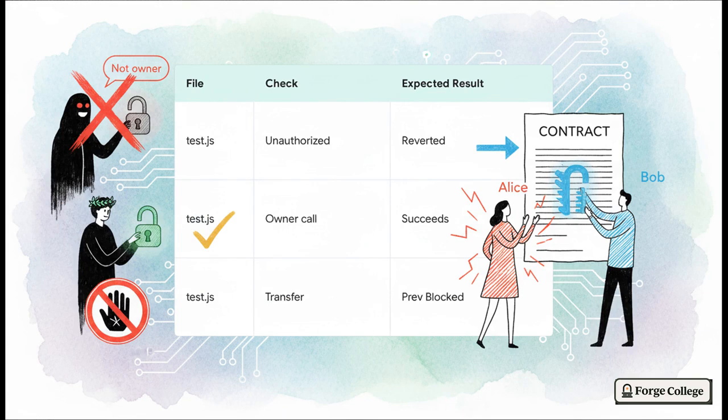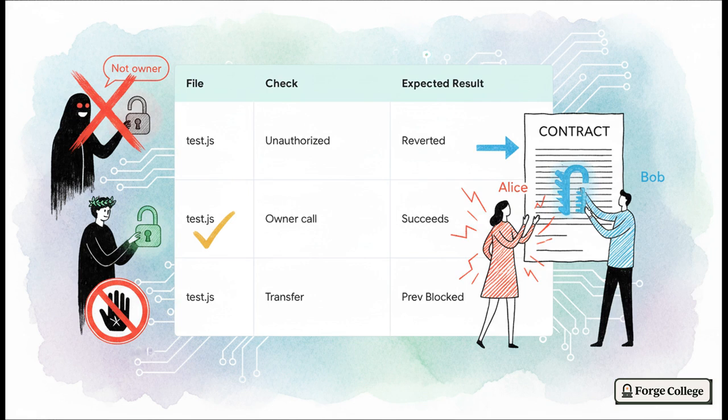This checklist outlines exactly what we need. First up, the unauthorized call. An attacker tries to set the payout. Expected result is that it reverts with "not owner." Perfect. Next, the owner call. The actual owner tries to set the payout. Expected result is that it succeeds and updates the state.